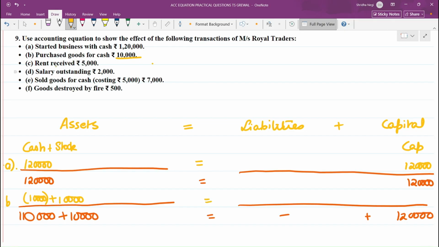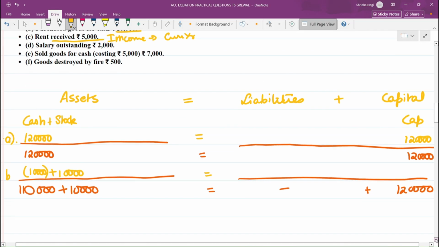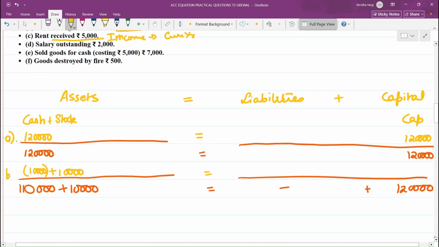Rent received. Rent received rupees 5,000. So this is an income. This is an income for the firm and it's of the current year. So what will happen? It will affect the capital account. So let's do C. तो rent received, तो cash increase हो रहा है कितने से? 5,000 से, है ना? 5,000 से वो increase हो रहा है और rent is an income. So 5,000 your capital account will also increase because it will affect the capital account.